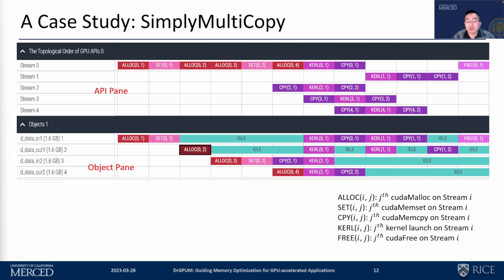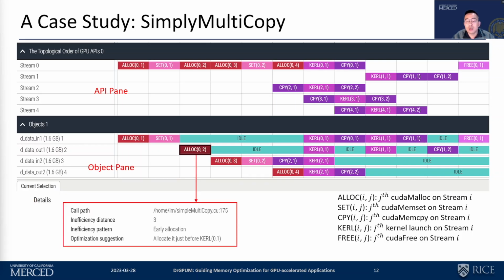The middle pane shows various data objects along with GPU APIs that access them. When users click on a GPU API, the bottom pane will present intuitive optimization insights, such as call paths, optimization suggestions, and so on. Guided by DrGPUM, we found the data object out1 suffers early allocation. For optimization, we allocated it just before kernel 01, and we gain a 50% memory consumption reduction from simpleMultiCopy.